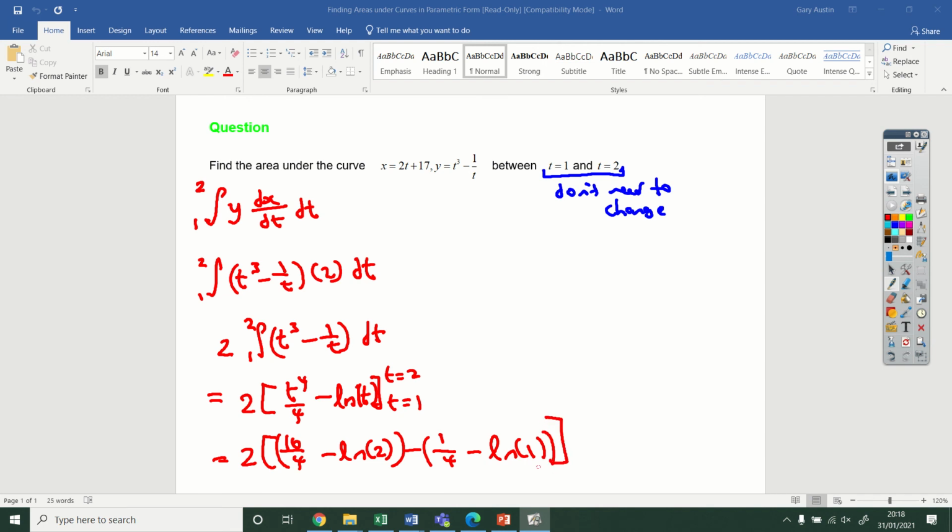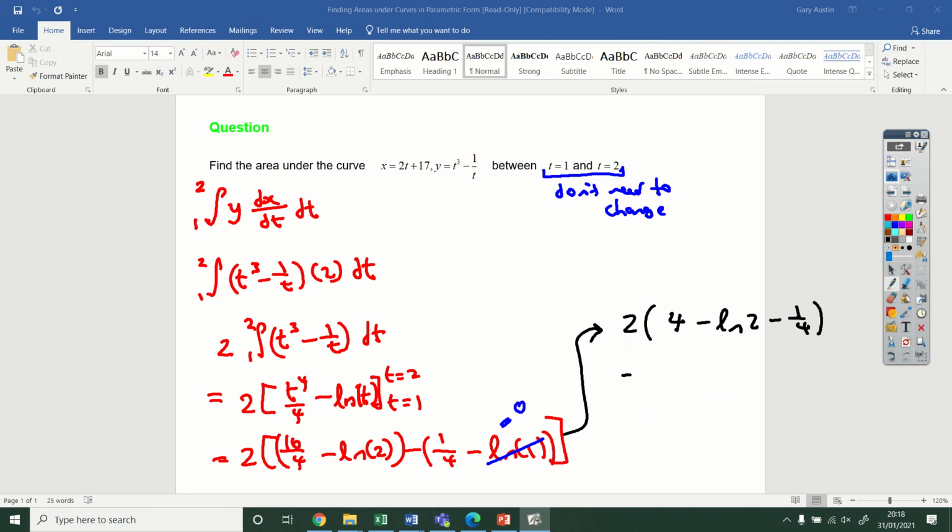Okay, right, lots of these terms are going to simplify quite nicely. In particular, 16 over 4 will be 4, and also natural log of 1 is going to be 0 as well, so we can get rid of this term because that equals 0. Okay, tidy up then. So this is 2 times, and then we've got 4 minus the natural log of 2, and then minus a quarter.